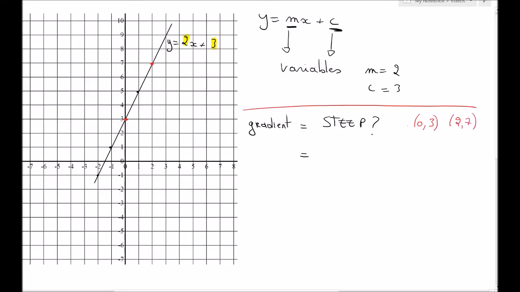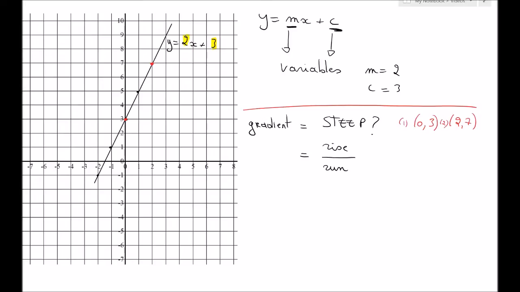So I'm going to put this as my first coordinate here, and this is my second coordinate, okay? Now, you need to find how much you have to rise and run to get from one coordinate to the other. Okay, we always look at graphs from the left to the right.